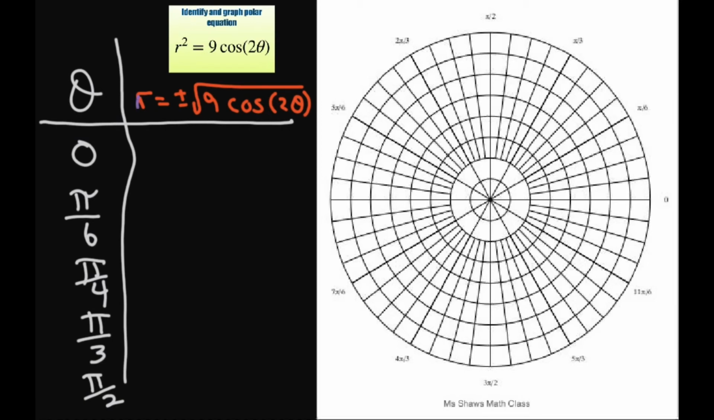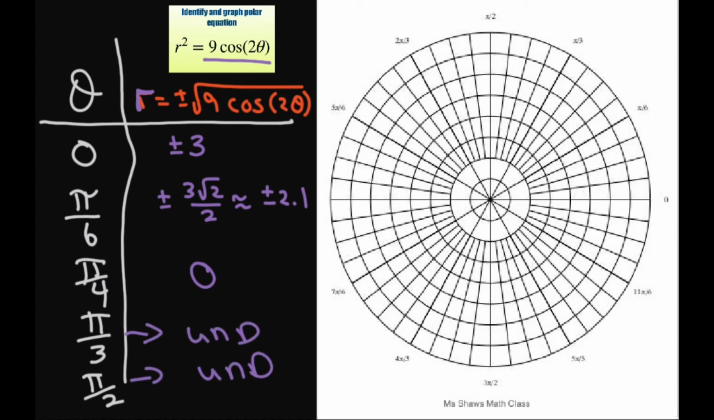Now we have to solve for r, so I just took the square root of this. And remember, when you square root both sides, you need plus and minus. So at 0, we're going to have plus or minus 3. At pi divided by 6, we're going to have plus or minus 3 square root of 2 divided by 2. Now this is approximately plus or minus 2.1. At pi divided by 4, we're at 0. At these two, we're undefined.